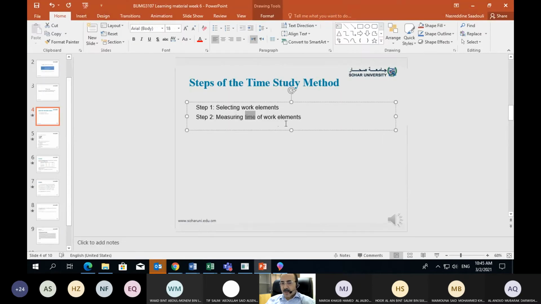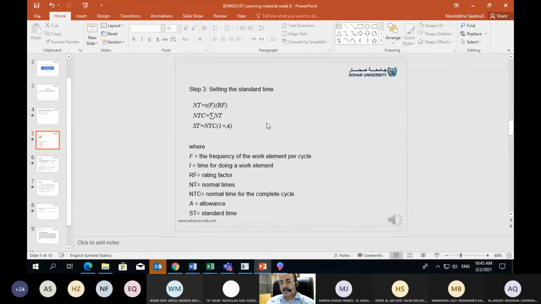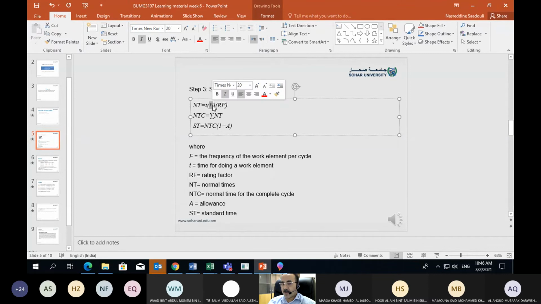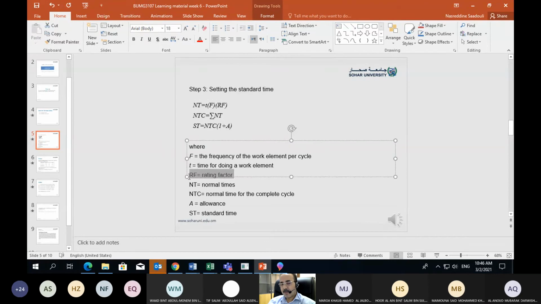And this measurement of the work elements provides the basis for setting up the standard time. This is the formula. We have already indirectly applied it, because what we did was: the normal time is the measured time, multiplied by F, the frequency, the number of times we repeat something, multiplied by the rating factor.